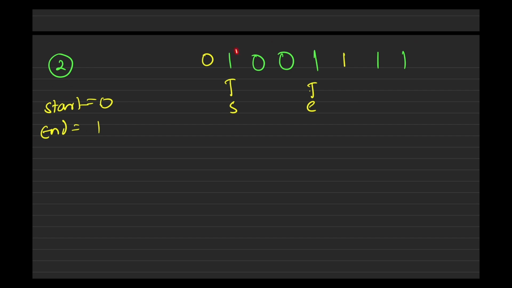Now see, my end contains 1 and my start contains 1. I wanted to swap this element with end, but end already contains 1, so I don't need to swap it, because anyhow I wanted 1 present at end. So simply I will move my end 1 position behind.